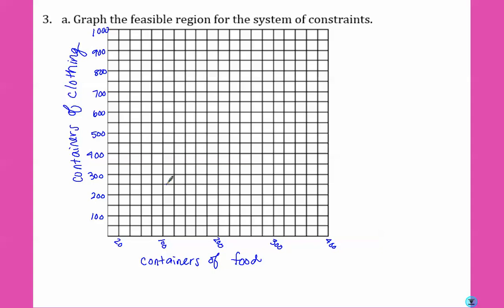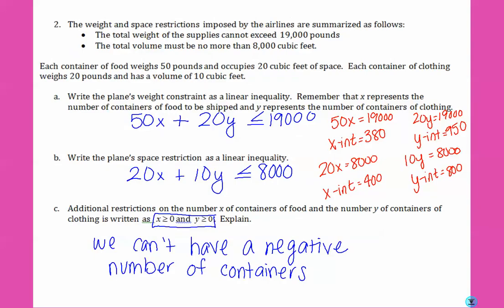When we graph all these constraints, which technically we have 4 of them, we have the weight constraint, the space constraint, and then the 2 for x has to be greater than 0 and y has to be greater than 0. Are we actually going to have to graph these 2? No, because we didn't draw any negative space on our graph, so technically those are already graphed for us.